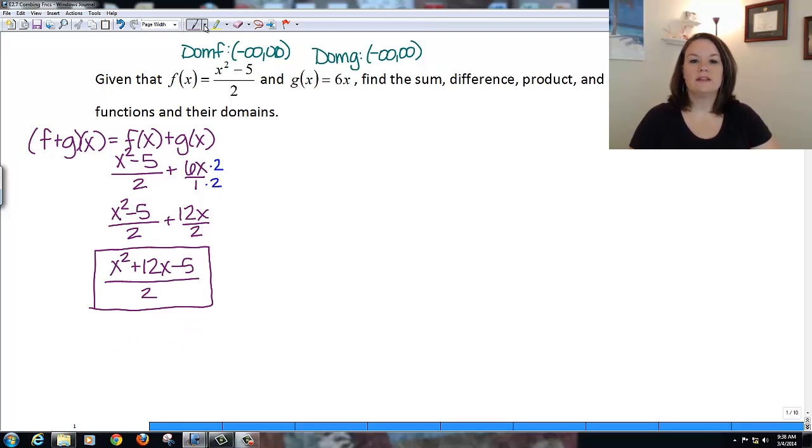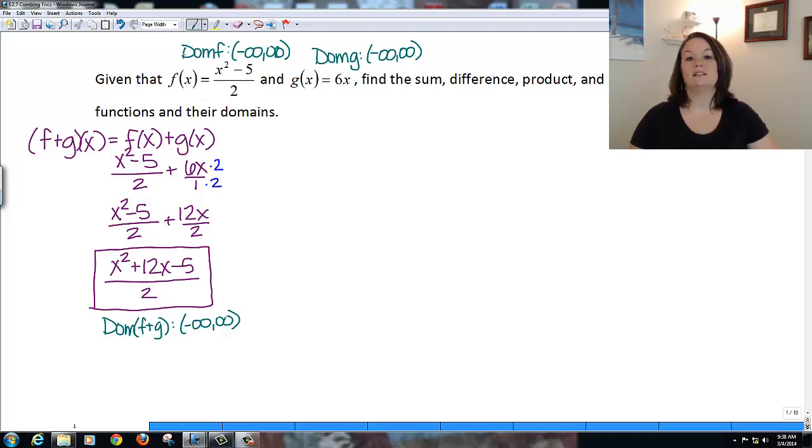And then I want to find the domain. So when I find the domain, notice I'm combining a function that has all real numbers in its domain with a function that has all real numbers in its domain. So when I combine them, it should be all real numbers unless by combining them I created a variable denominator or I created an even root. So notice that when I look at my f plus g function, there's not randomly now a variable in the denominator and there's not an even root. So that means here the domain of f plus g is going to be negative infinity to positive infinity.